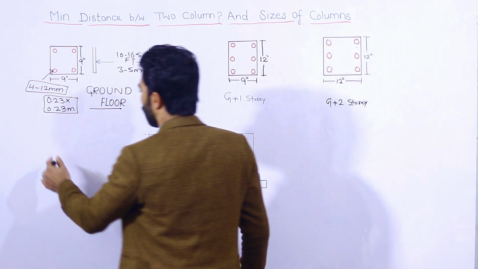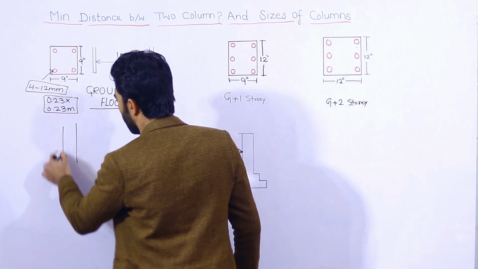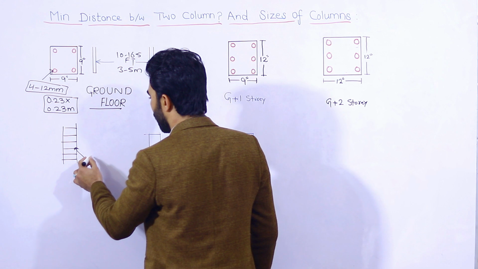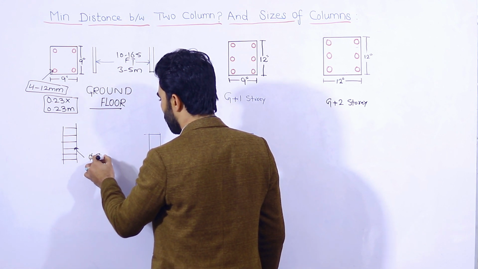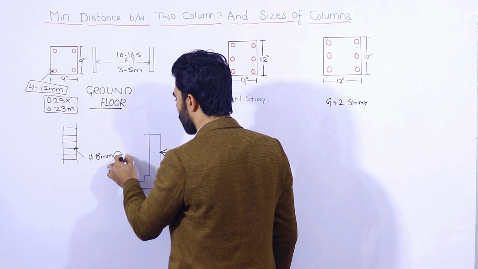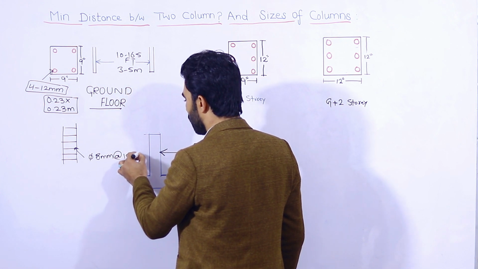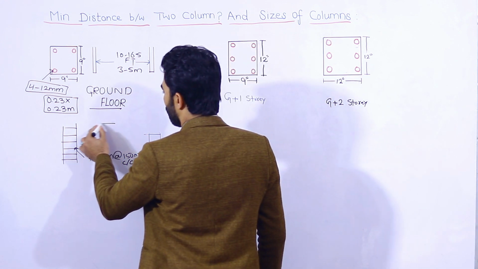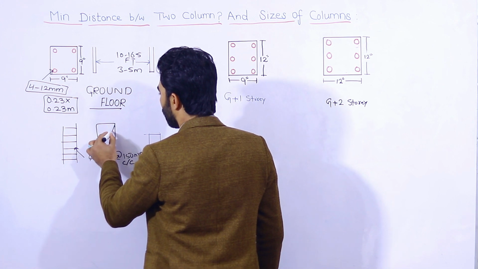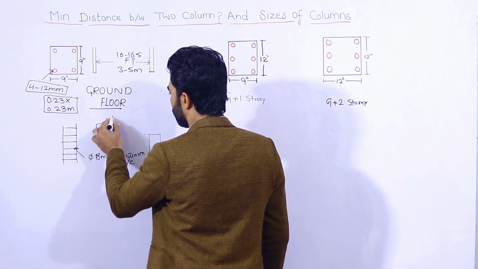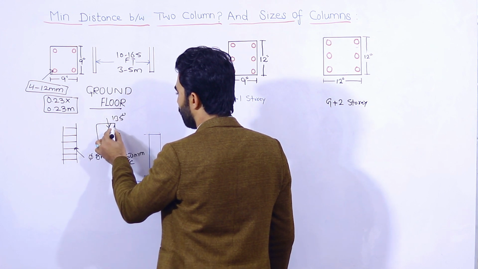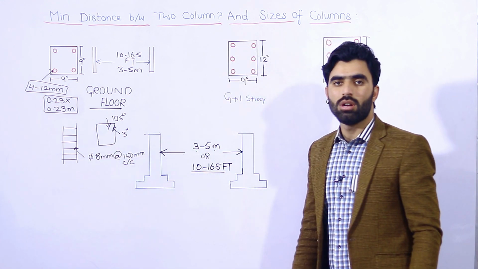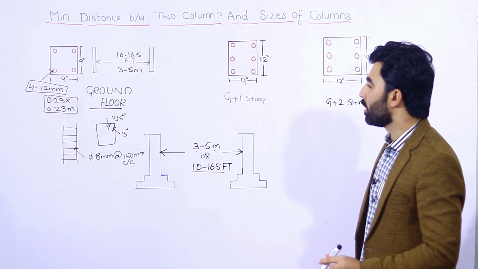Now guys, let me guide you for lateral ties. As you can see guys, this is the column and these are lateral ties. The lateral tie dia should be minimum 8 mm with the spacing of 150 mm C/C, center to center. Remember one thing, that the hooks should be provided at 135 degree, and the hook's length should be about 3 inches. So these are steel reinforcement details for ground floor or for one story building.